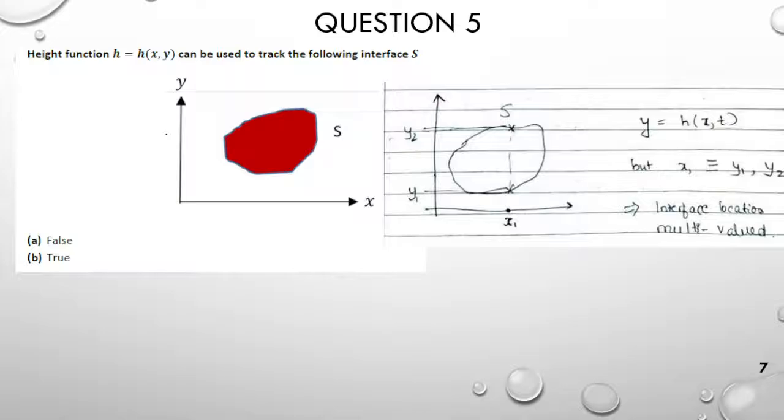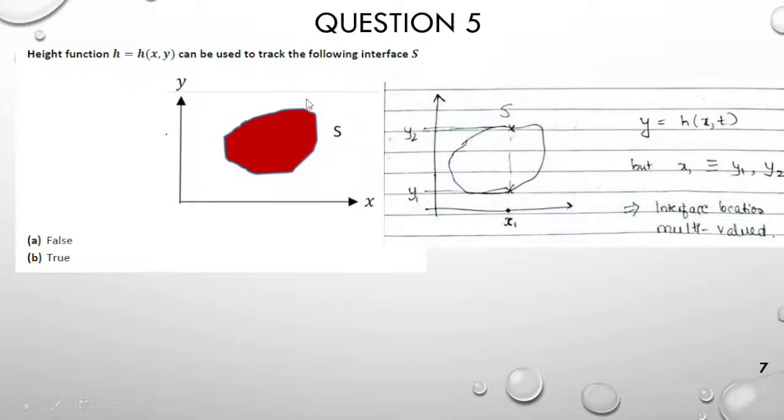Okay, thanks. Question number 5. It was asked about the height function. This is actually not spelled correctly. I think it should be y is equal to h of x comma t. So we want to find out the value of y using a height function h.